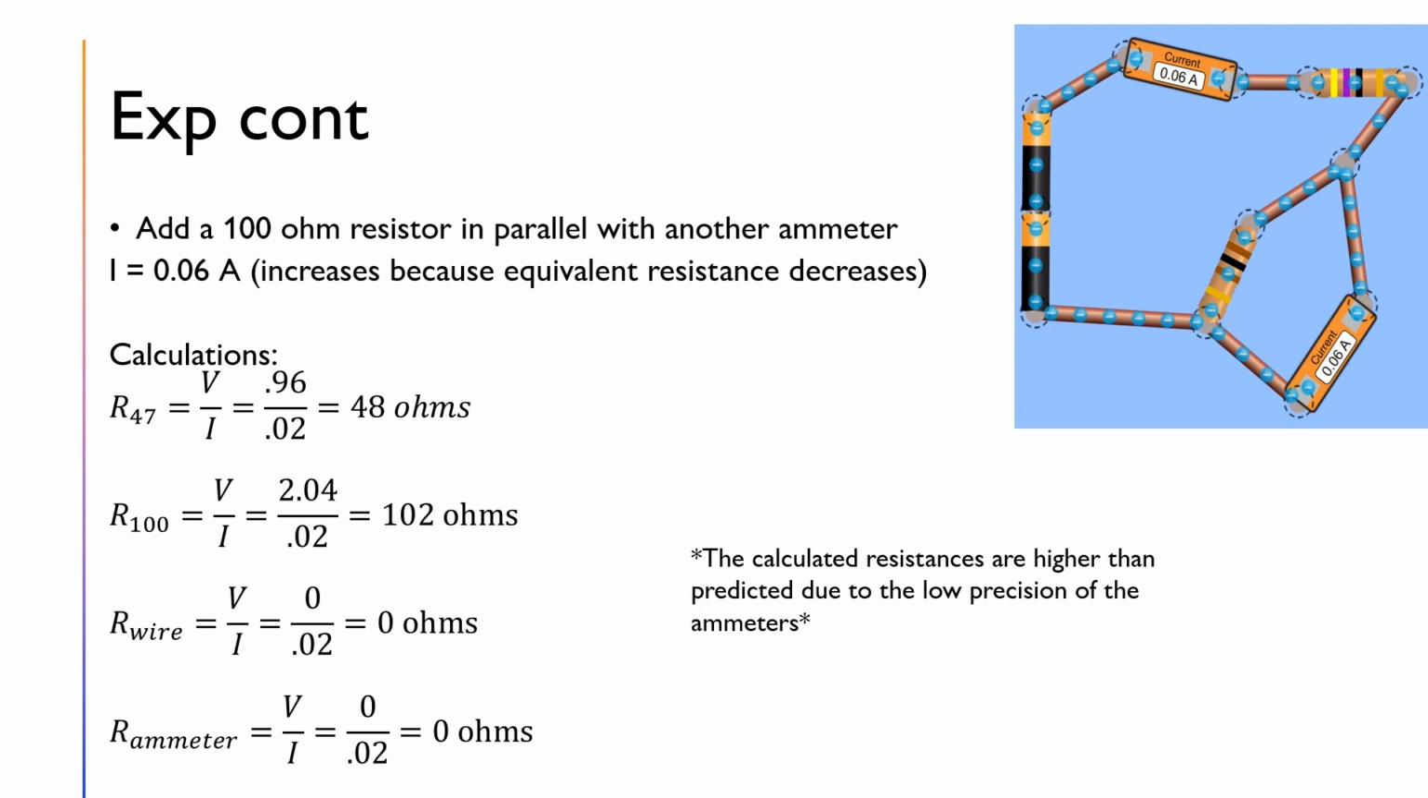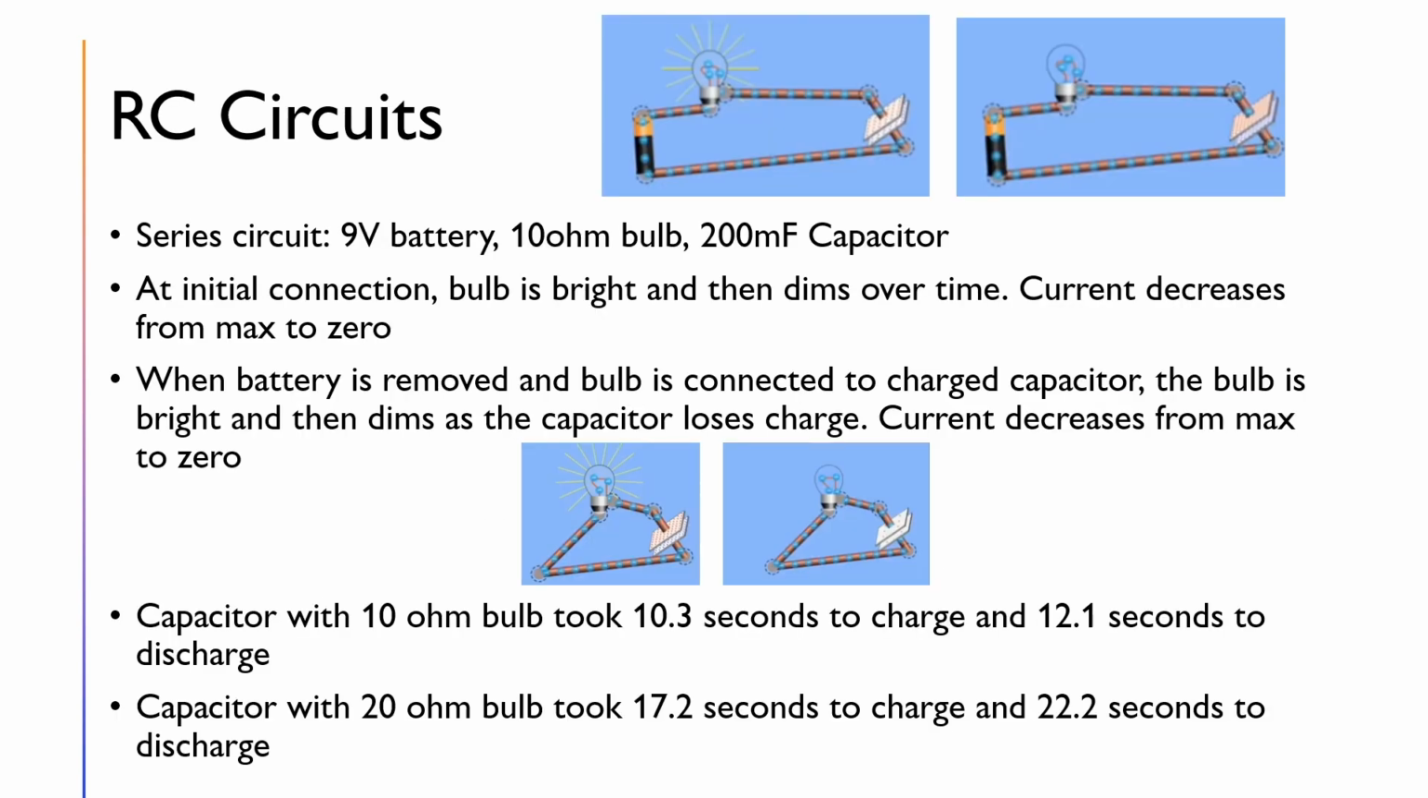The next part was RC circuits, and the first one shown here is a 9 volt battery, a 10 ohm bulb, and a 200 millifarad capacitor. At initial connection, the bulb is really bright, and then it quickly dims over time. Current decreases from max to 0 pretty quickly. Same thing happens when the battery is removed and the bulb is connected to a charged capacitor only. The bulb is bright and then very quickly dims as the capacitor loses charge. The current decreases from max to 0.